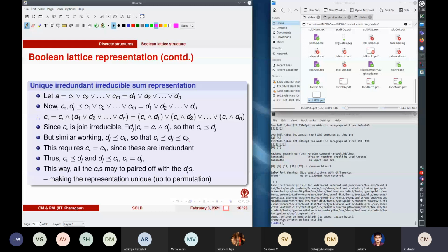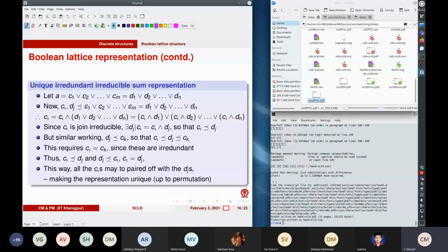So that is an important property. That means, if you consider the atoms, you can have 2 to the power n possible subsets. The atoms are all irredundant, and any subset will represent an irredundant irreducible sum. So that is a strong suggestion that that could be the number of elements in a Boolean lattice, which is a bounded, complemented and distributive lattice.